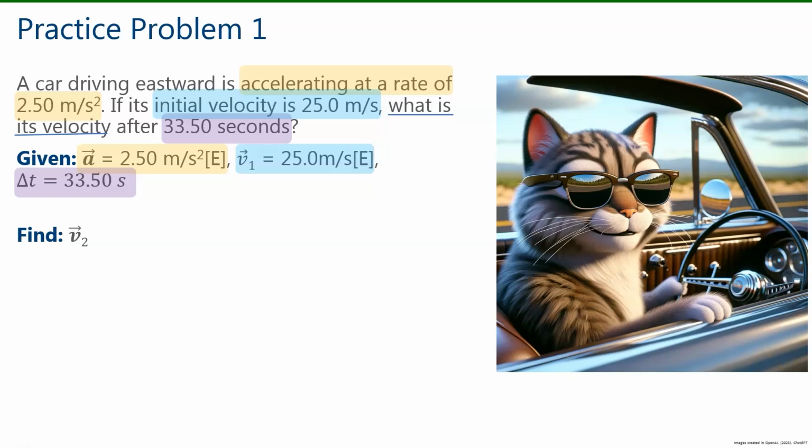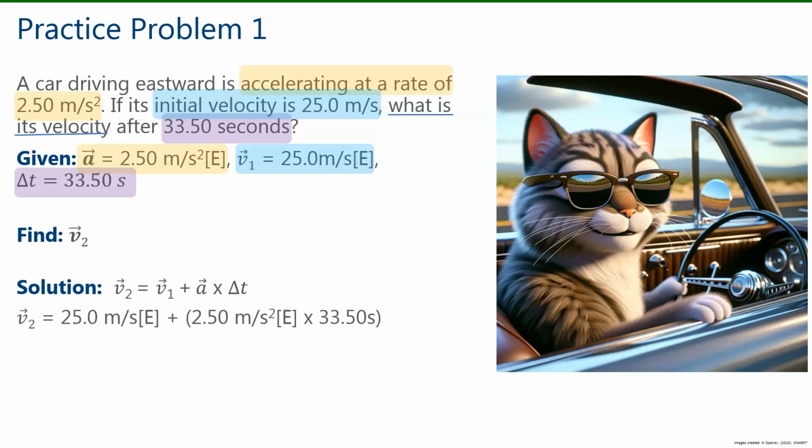For my solution, the first step is to write the equation to solve for final velocity, which is v2 equals v1 plus acceleration times time. Next, I'm going to put in the information from my given into the equation. Then I'm going to calculate the answer, and I remember that I need to use order of operations here, so I do my multiplication before my addition. When I multiply 2.50 times 33.50, I get 83.75. This answer should have 3 significant digits, the same as the least, but remember, I save that step till the end because I don't want rounding errors.